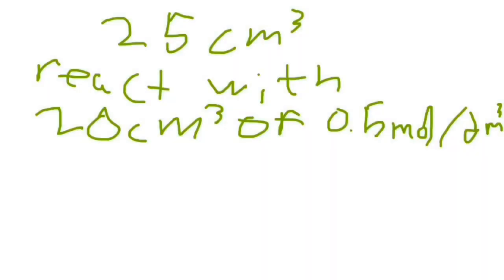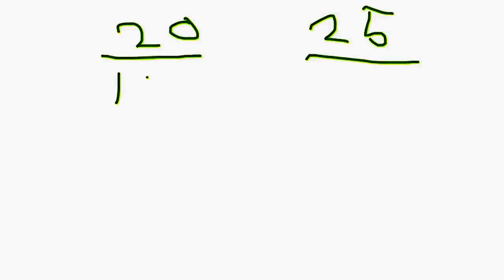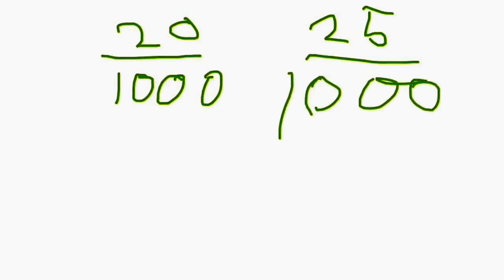Titration calculations can help us find the concentration of an unknown solution. Let's take this question as an example of 25 centimeters cubed solution reacting with a 20 centimeters cubed of 0.5 moles per decimeters cubed. Now first we want to get the volume in decimeters cubed, so what we do is we take both the 20 and 25 and divide them by 1,000. Now this will give us 0.02 and 0.025.